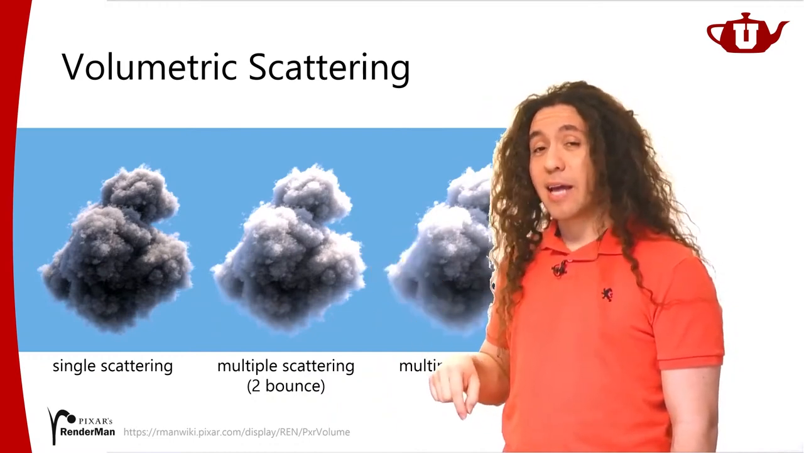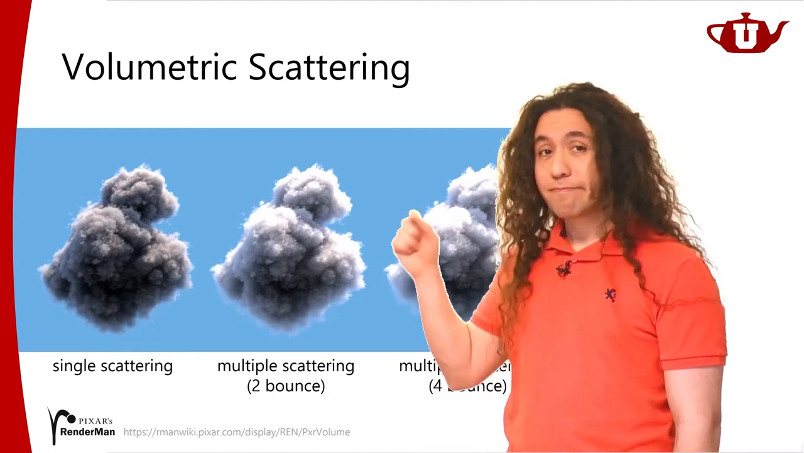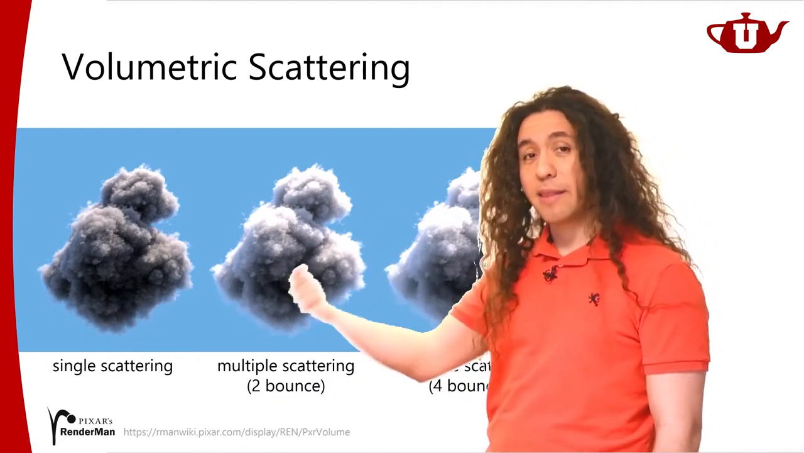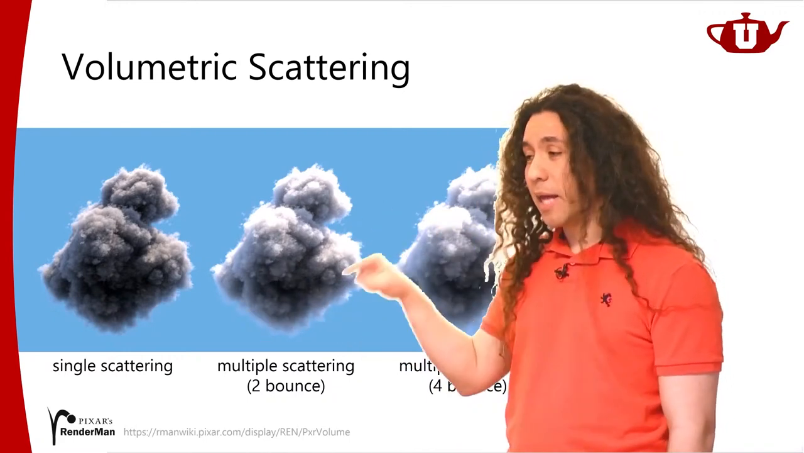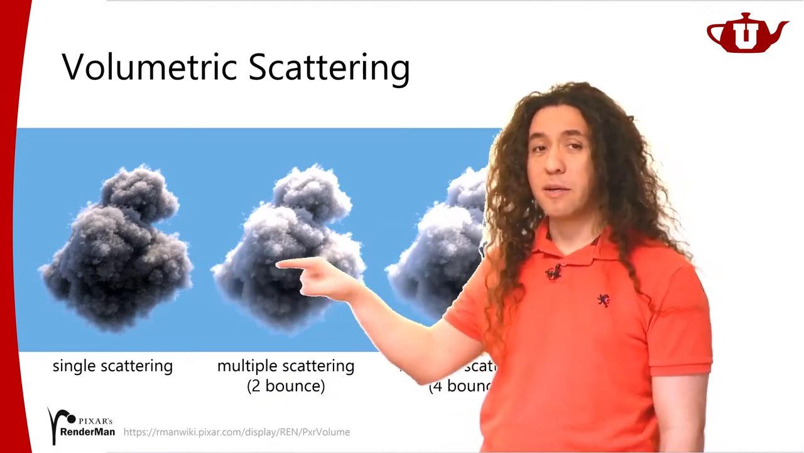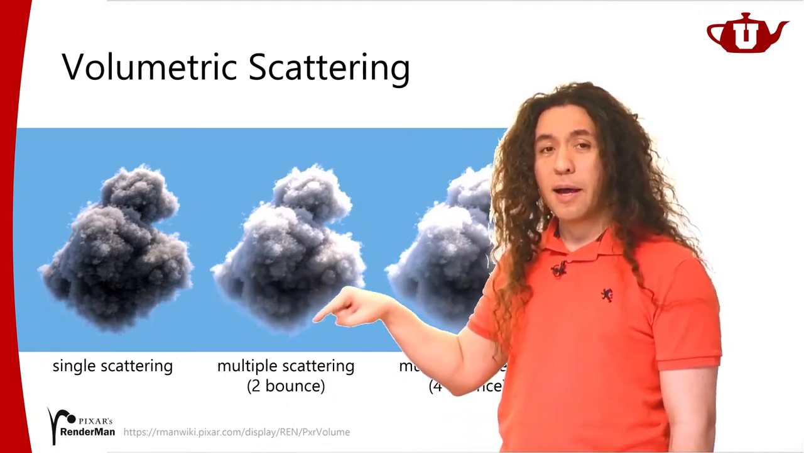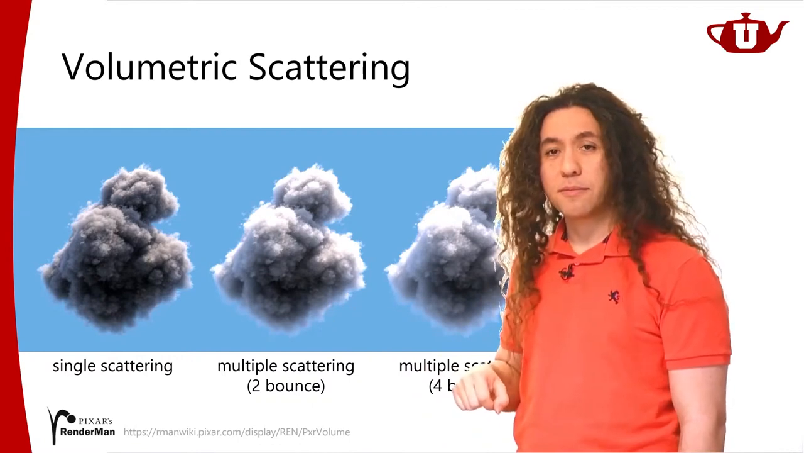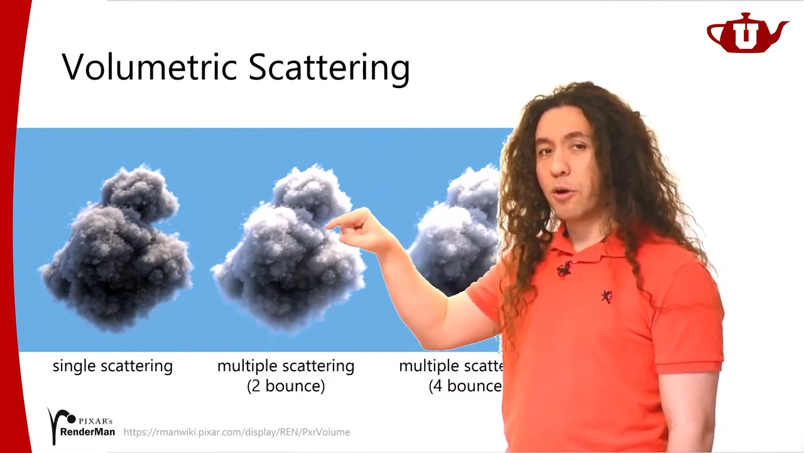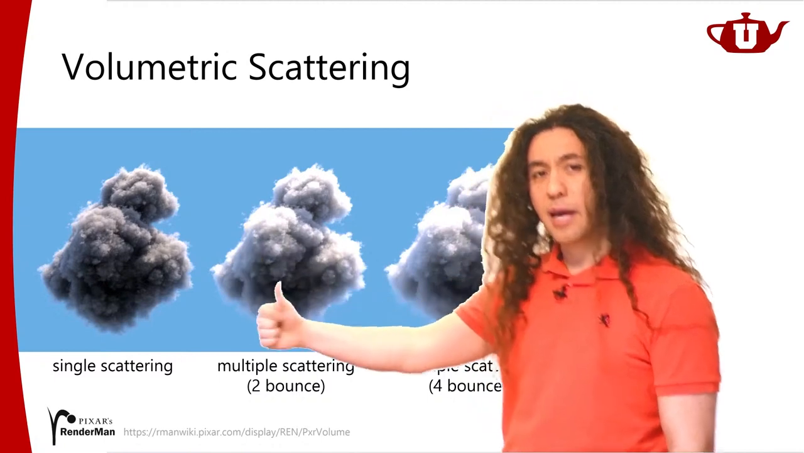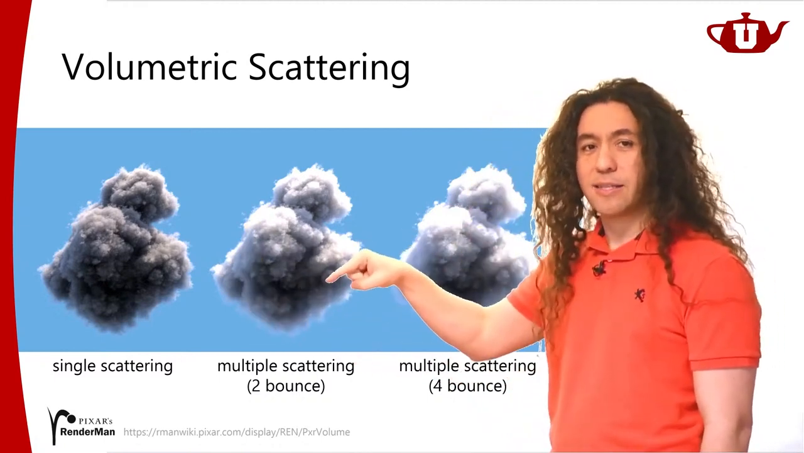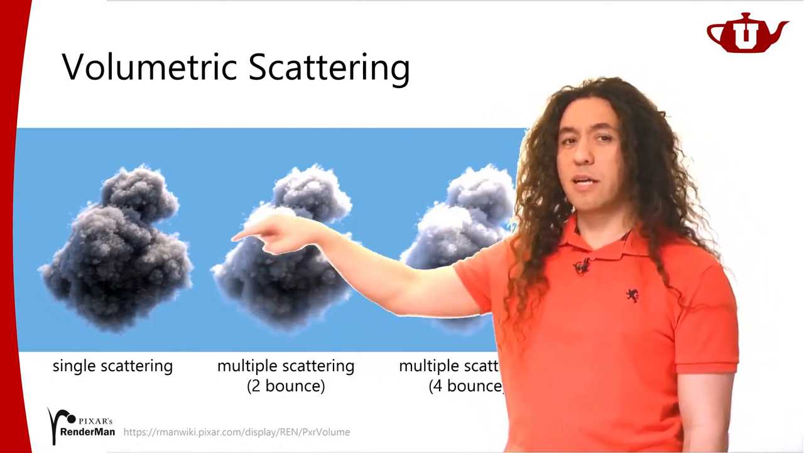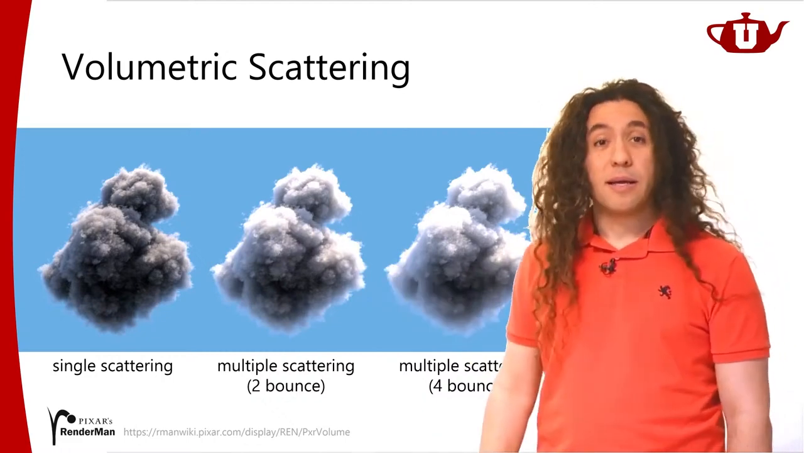But light actually scatters multiple times inside the volume. Many, many times, and then goes towards the camera. That will be multiple scattering. And if you can see here, just one additional bounce of scattering. So light comes to a point, scatters, and then scatters towards the camera. Just adding that makes a huge difference from single scattering to multiple scattering.